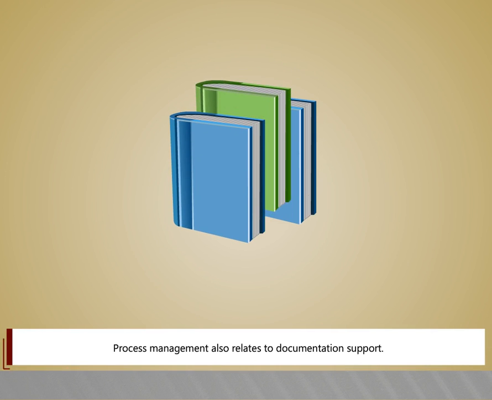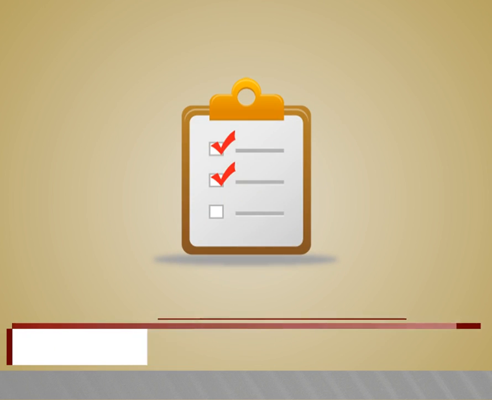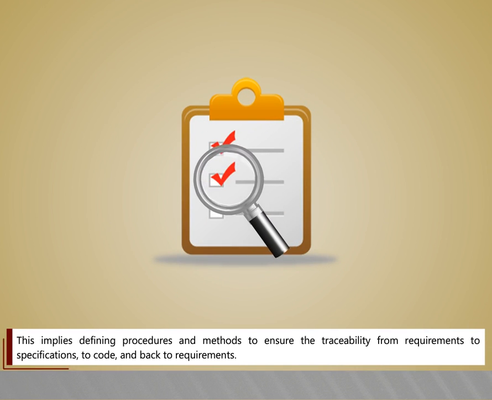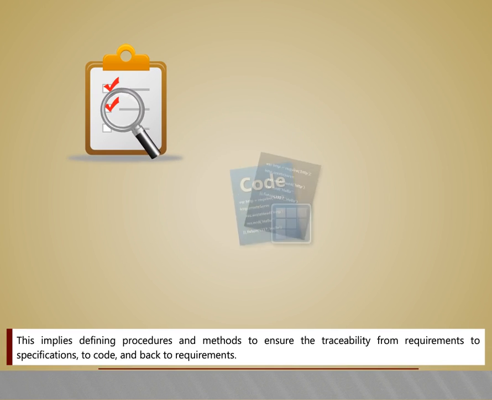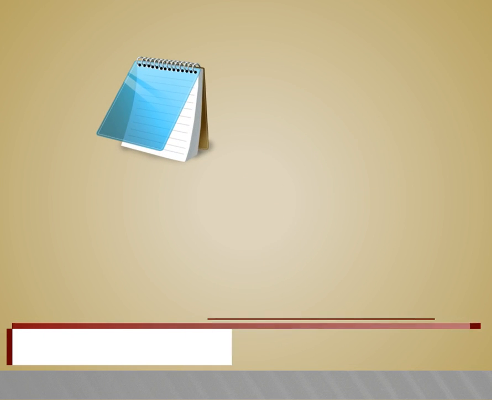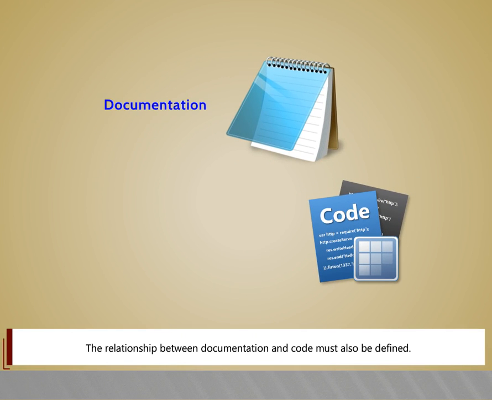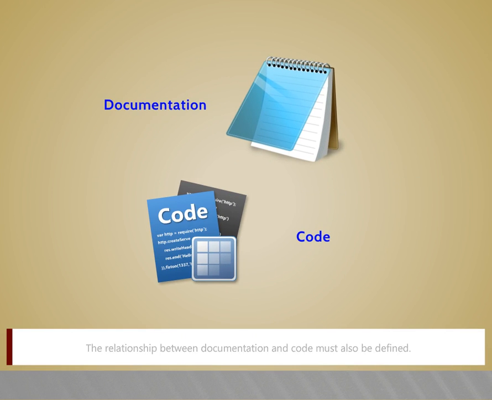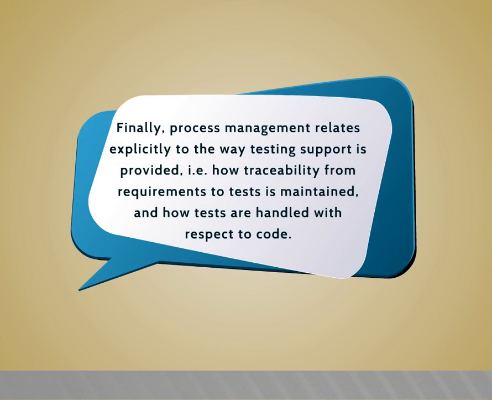Process management also relates to documentation support. This implies defining procedures and methods to ensure the traceability from requirements to specifications, to code, and back to requirements. The relationship between documentation and code must also be defined. Finally, process management relates explicitly to the way testing support is provided, that is, how traceability from requirements to tests is maintained, and how tests are handled with respect to code.